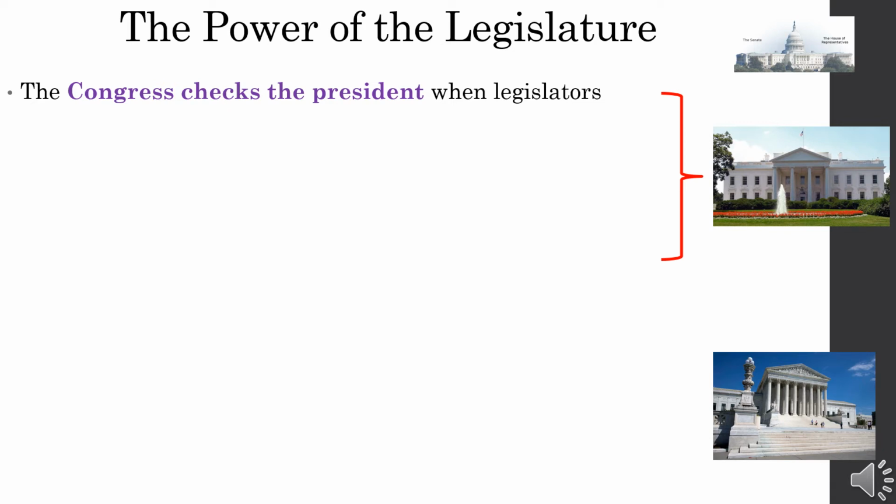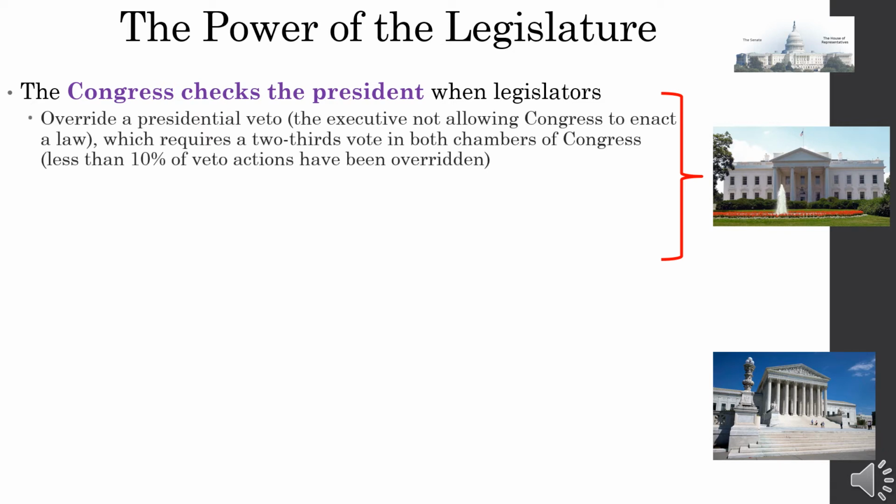The president either signs the proposed law and it becomes a law, or he says, no, I don't want to do that. Well, when that happens, Congress can override a presidential veto. That's when the executive does not allow Congress to enact a law. It requires a two-thirds vote in both chambers of Congress. They send a proposed law to the president, he says no, and if both chambers of Congress in a two-thirds majority say yes, it becomes a law.